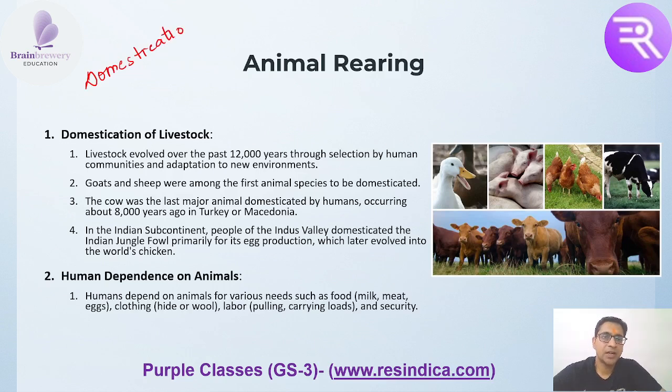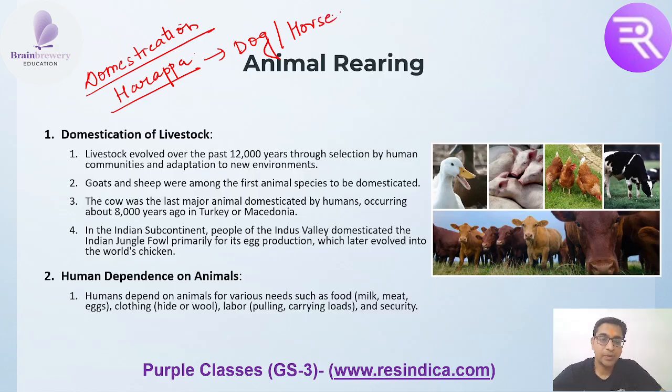How domestication? Like if you know the Harappan civilization, they used to domesticate dogs. Okay, horses were also there. So domestication has been there since ages. They have meant from the various ages: ancient age, pre-ancient age, medieval age.